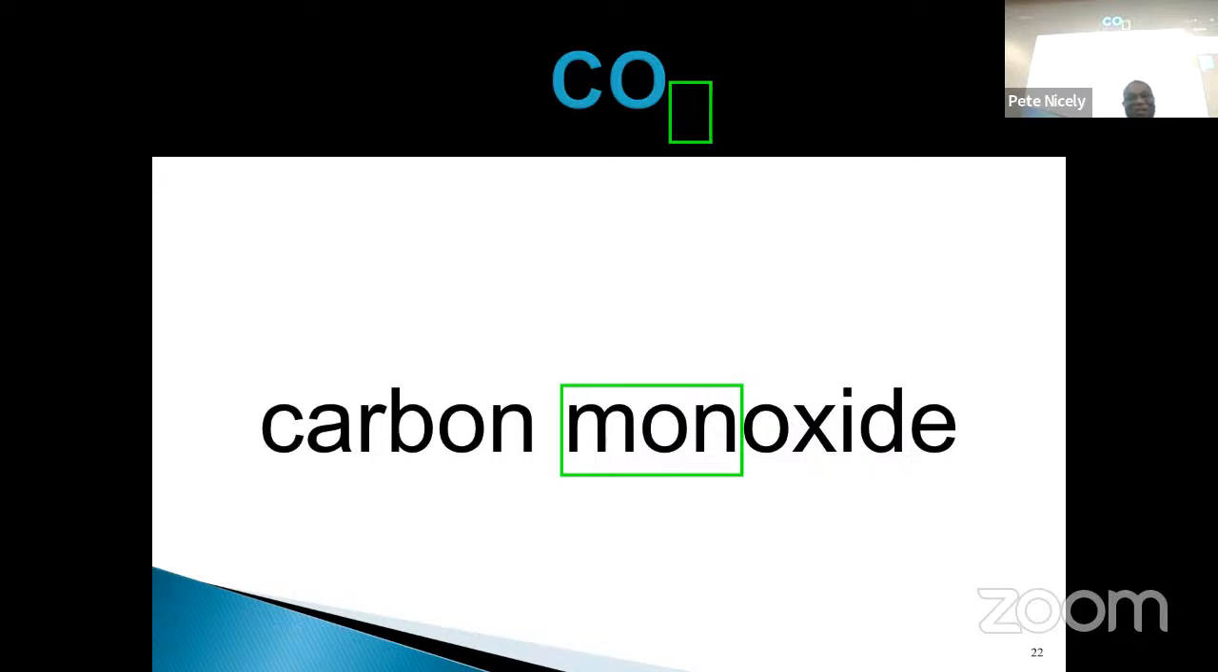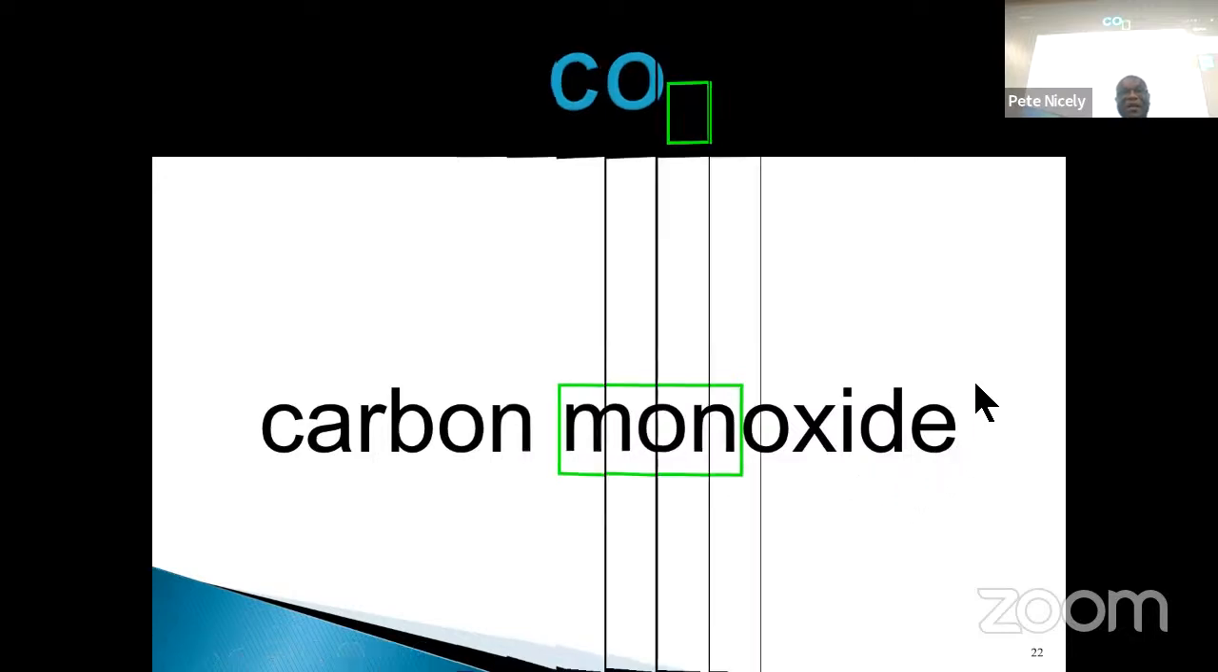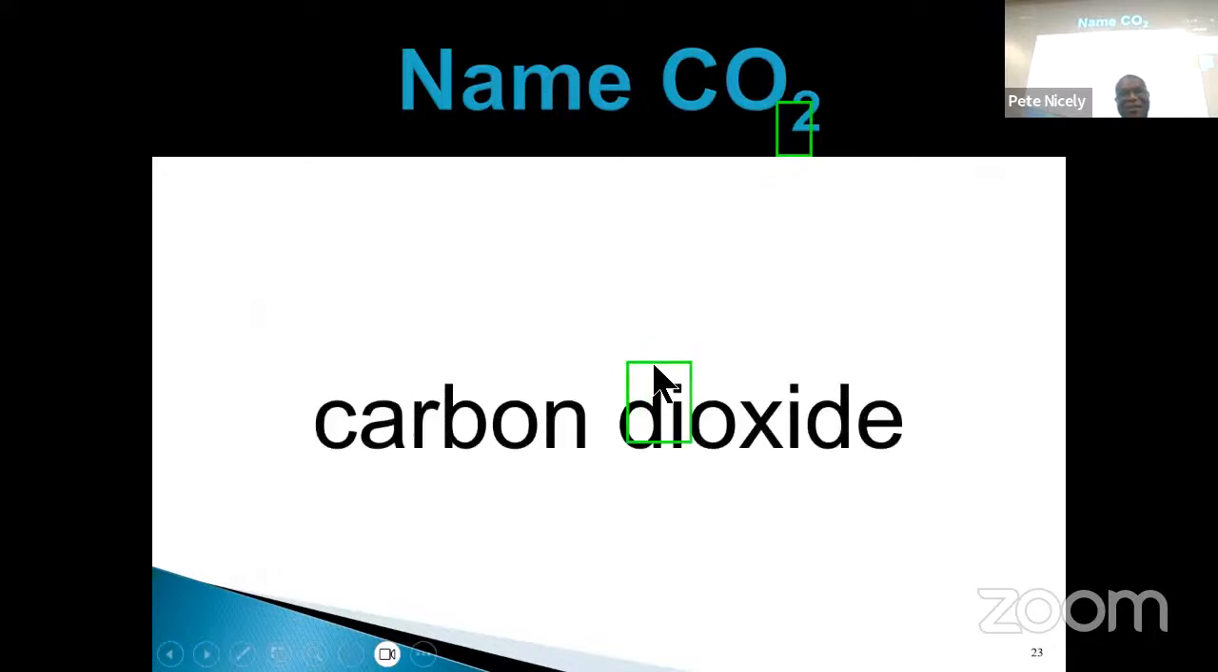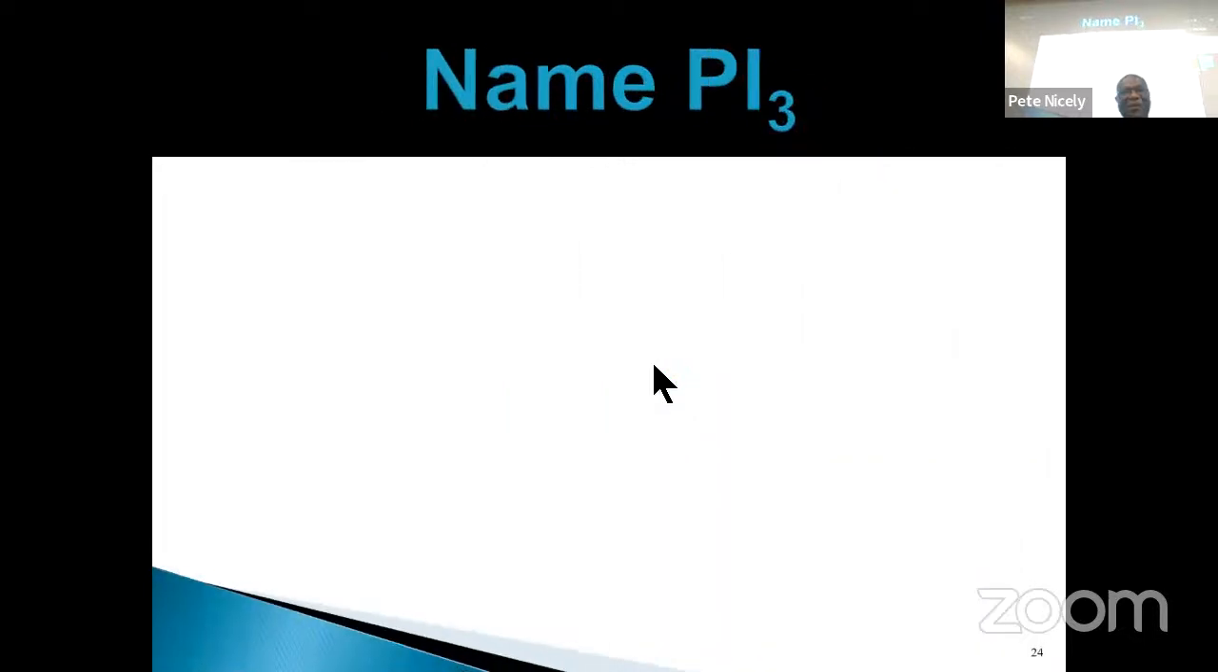That's because carbon monoxide reduces the capacity of the blood to transport oxygen. It's a long story, but basically the molecule will displace oxygen when it hits the iron of the hemoglobin molecule. Okay, what about this one? Well, of course, you know what this one is, right? Carbon dioxide. Okay, do I have any more? What about this one? PI3.